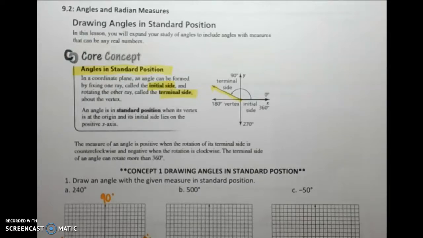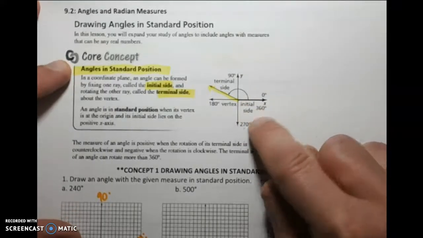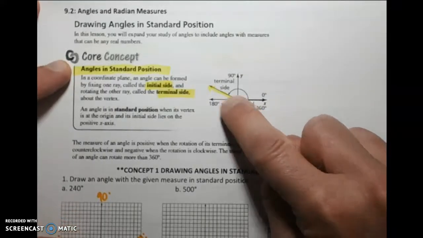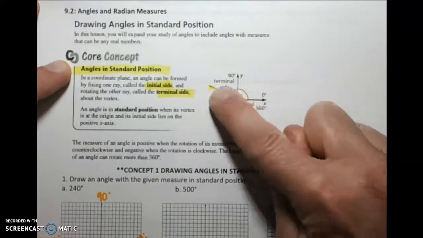In a coordinate plane, an angle can be formed by fixing one ray called the initial side and rotating the other ray called the terminal side on the vertex. Any angle is in standard position when its vertex is at the origin and its initial side lies on the positive x-axis. So over here, you've got our initial side right here. Vertex is at the origin. Your terminal side, in this case, is right here, where you end your second ray.